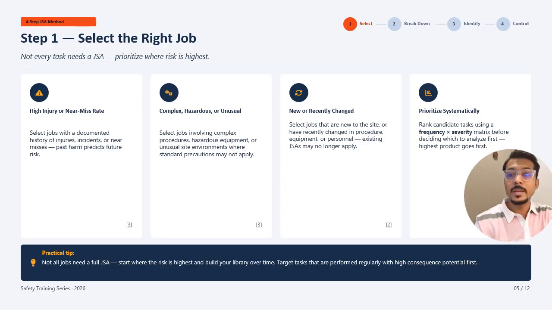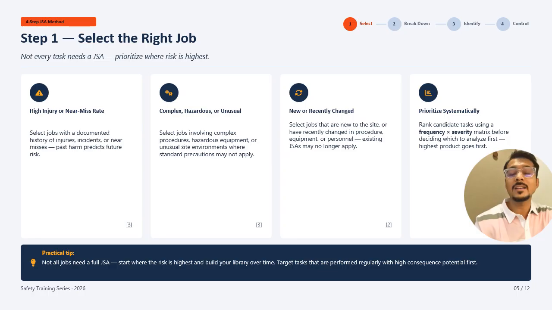So we'll go now step by step. Step 1 is select the right job. Step 2 is breakdown. Step 3 is identify the hazard or risk gap. Step 4 is control. So, select the right job. Not every task needs a JSA. It's not like we say, okay, whatever we are doing right now, we will do the JSA. No, not every task.